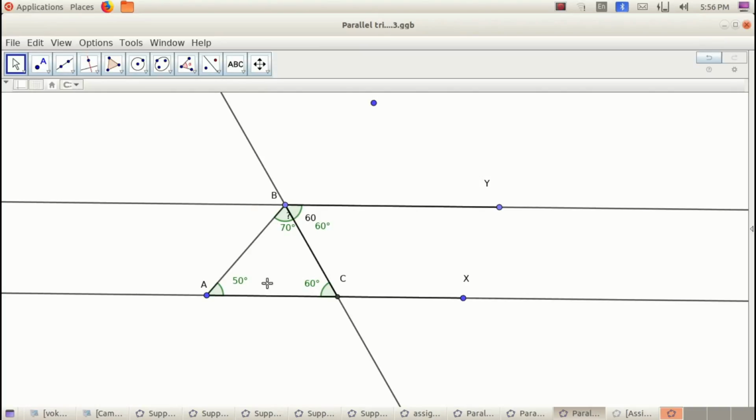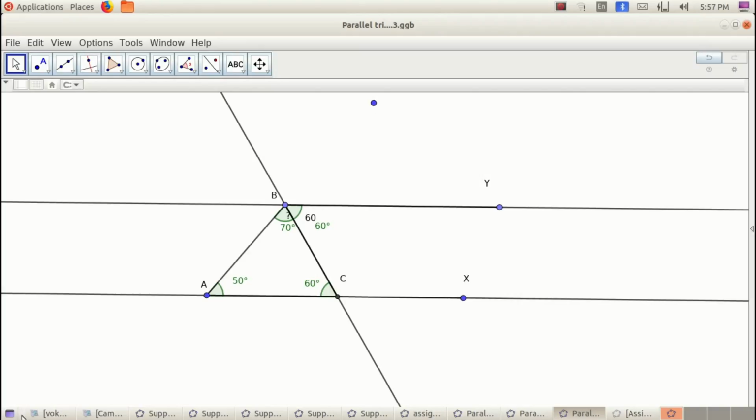And so we can prove that the sum of the measurement of these three angles is 180. Because this 50, 70, 60 are 180. And so 50, 70, 60 are 180. Thus we can prove all the angles in a triangle sum to 180. Okay. Now we can conclude this lesson here.